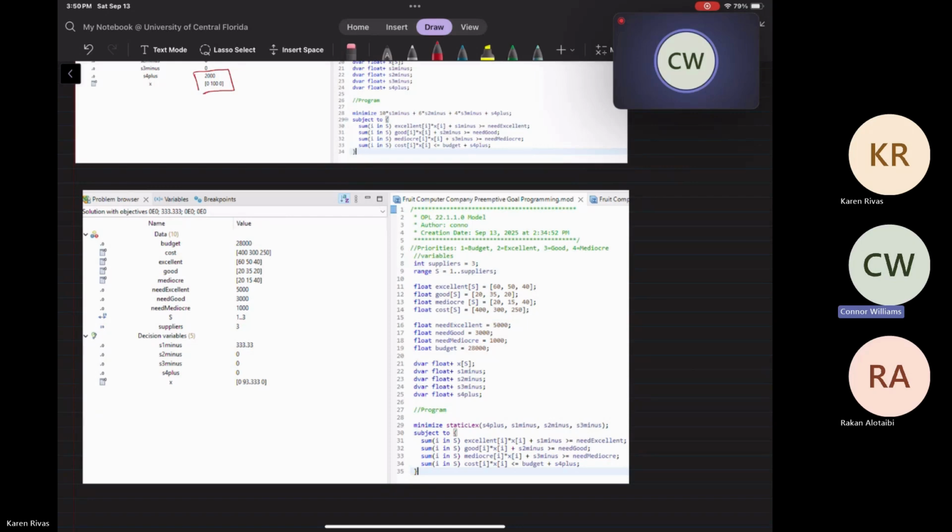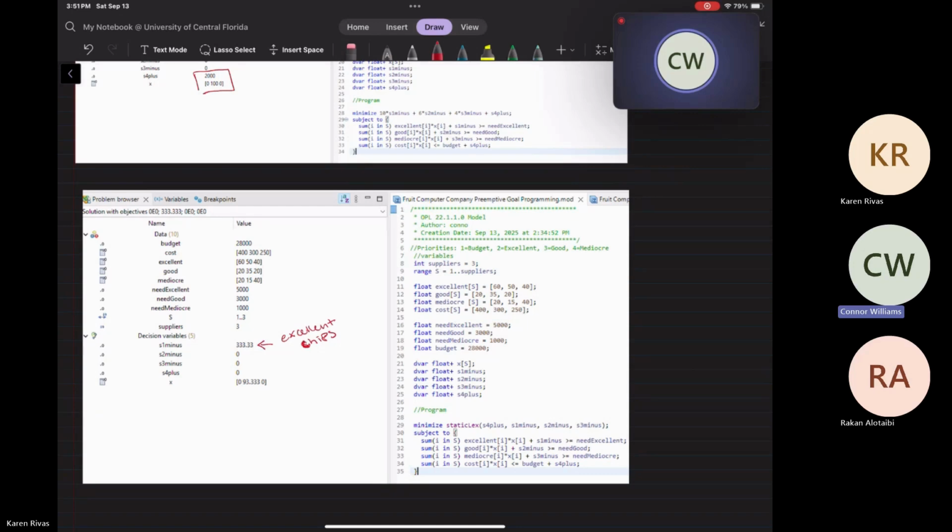When we run that, our solution is our optimal option to hit our priority 1, which is our budget, is to be 333.33, or rounding 333 chips short of our excellent chips. So we end up with 4,667 chips, but we will meet with the surplus our good chips and our mediocre chips, and that hits us right at $28,000 for our budget. We're not overspending on this one.